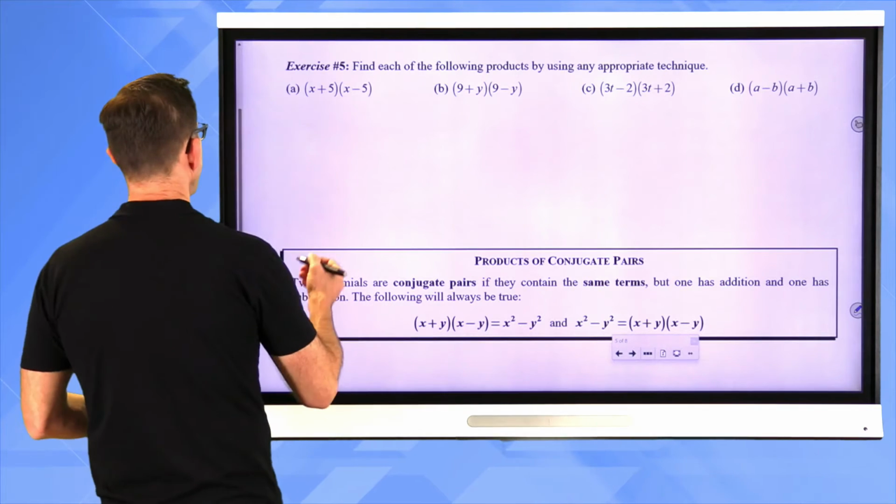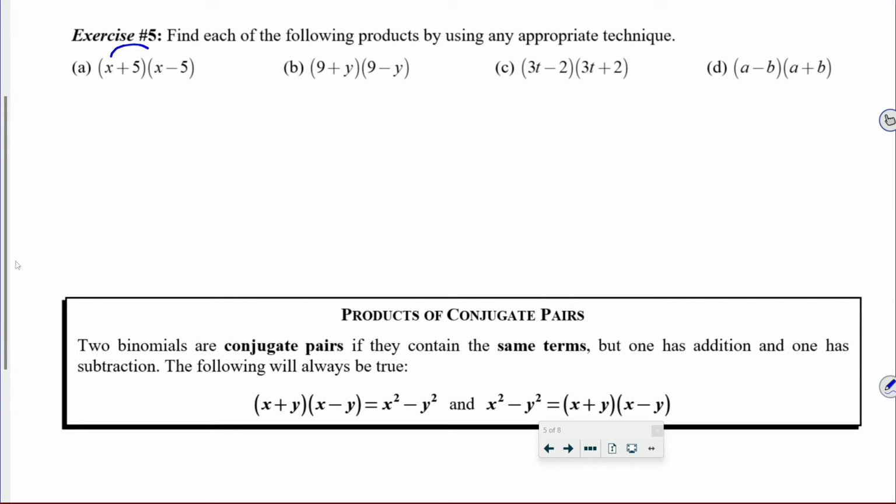So, simple enough, if I use the FOIL technique, which says multiply the first two terms, I get x times x, which is x squared. Then I'm going to have my outer two terms multiply. That's going to be a negative 5x. I'm going to have my inner two terms multiply. That's a positive 5x. And then a 5 times negative 5 is negative 25.